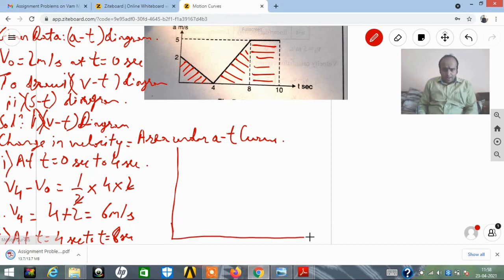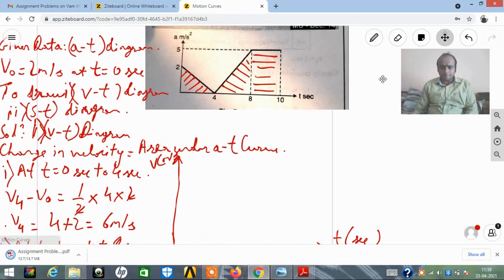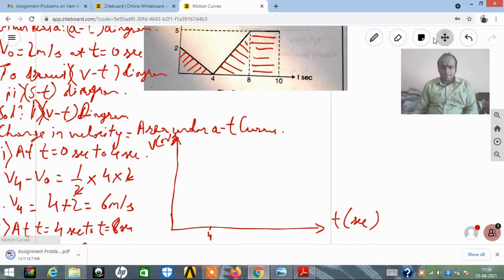And this will be time, in terms of t seconds, and velocity in terms of meter per second. One by one, just see the value of time: that is 4 seconds over here, 8 seconds over here, and 10 seconds over here.